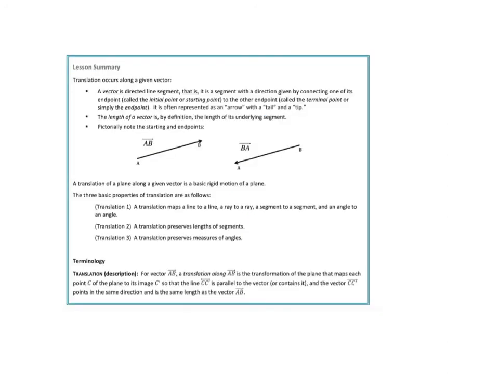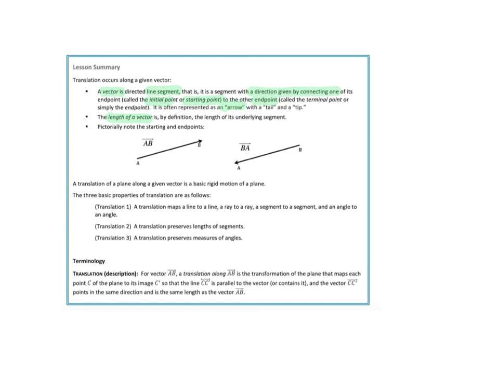All right, we are done with this lesson. Let's summarize. It says translation occurs along a given vector. Just to remind you, a vector is a line segment, and it tells you what direction to go, using a start point, or we call that an initial point, and an end point. And it gives you a little arrow to show you which direction you are sliding, or which direction you are translating. The length of the vector tells you how long to slide.